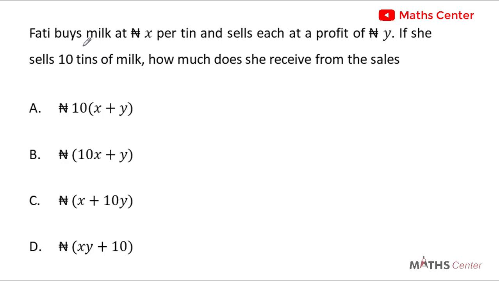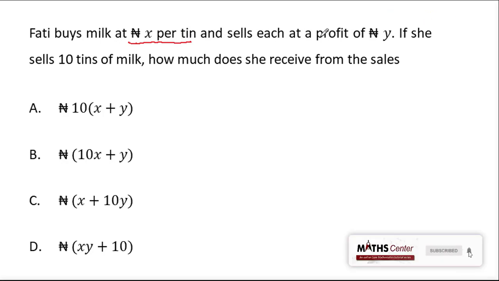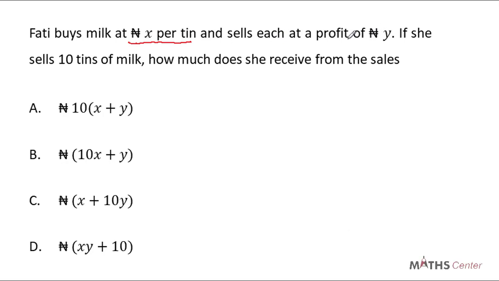From the question, we are told that Fati buys milk at X naira per tin. So it means that each tin of milk costs X naira and sells each at a profit of Y naira. So after selling, she makes a profit of Y naira on each tin of milk. The cost of each tin is X naira and the profit she makes on each tin is Y naira.